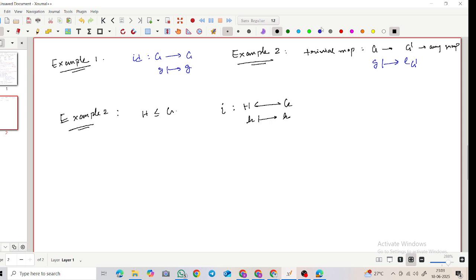So this is very easy to check. You take h and h prime. What will be that? h into h prime because of this map. Isn't it h into h prime, the multiplication happening inside G. I mean, this is vacuously true.